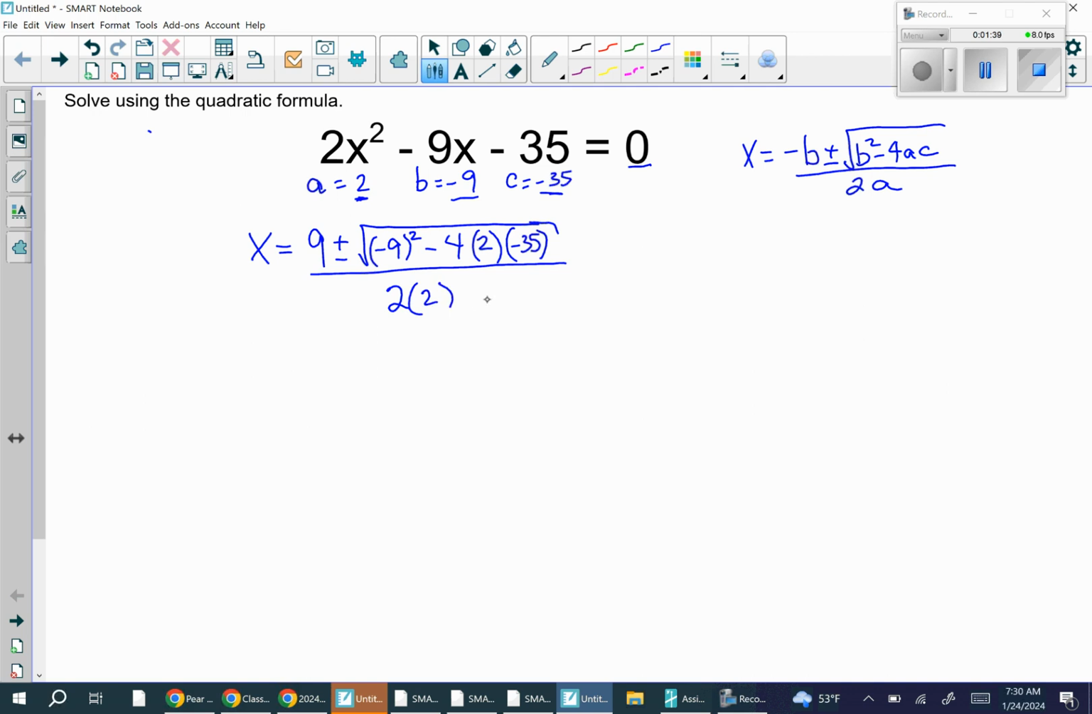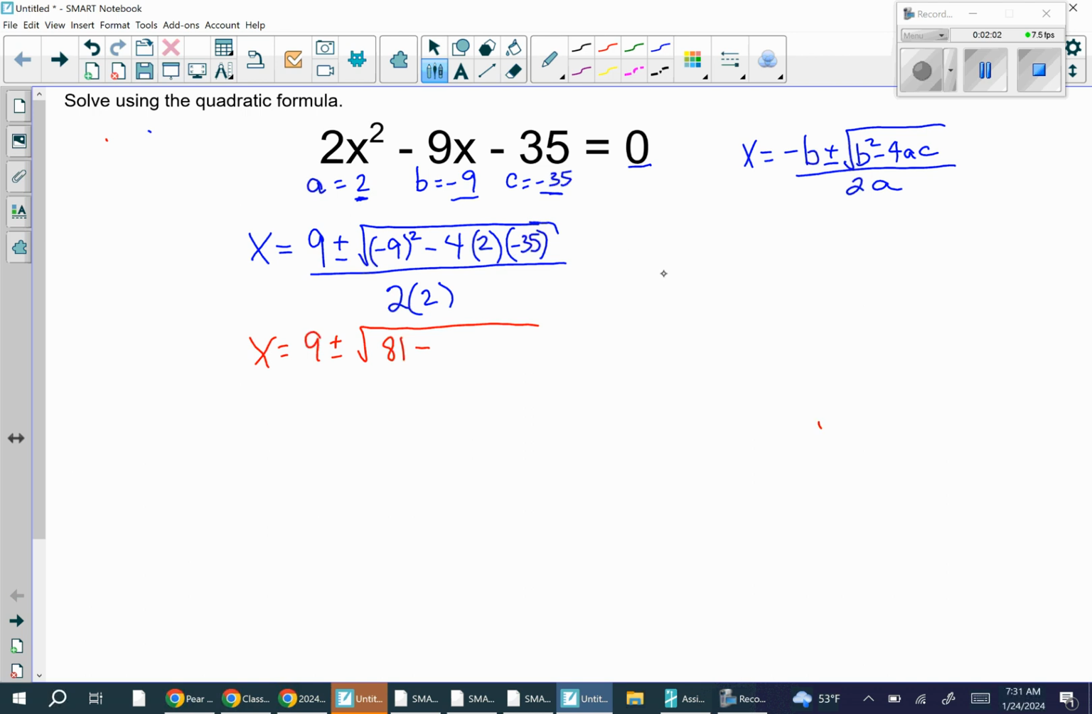Now it just becomes a simplification process. We have learned that we always begin inside this radical grouping symbol to start our simplifying process. So x equals 9 plus or minus, we'll worry about that later. And -9 squared, 9 times 9 is 81. -9 times -9 is +81. Minus 4 times 2 is 8.